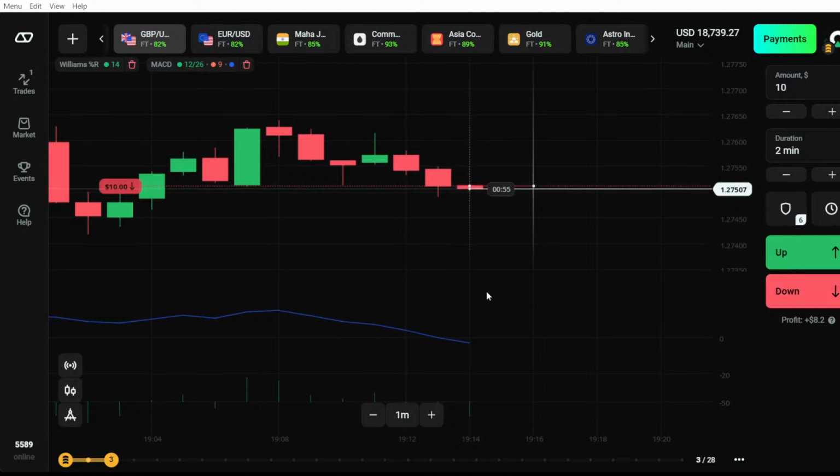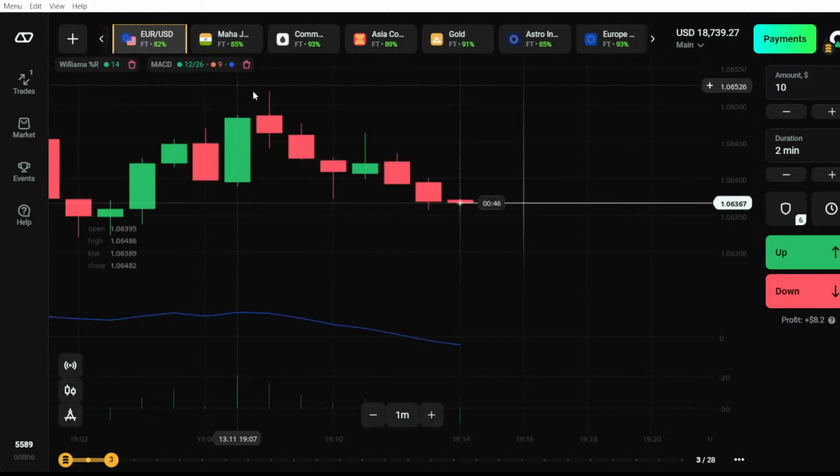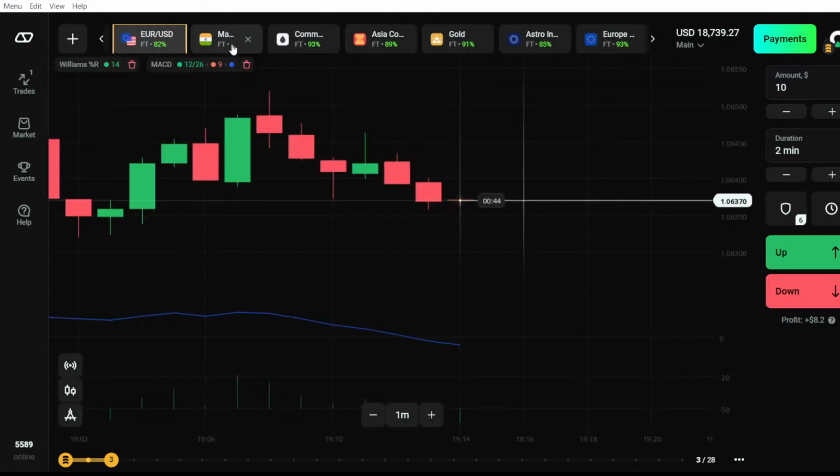And this is something where I have an issue. I always suggest take trades wisely, calculate everything, calculate your risk, calculate your money management, and then proceed ahead.